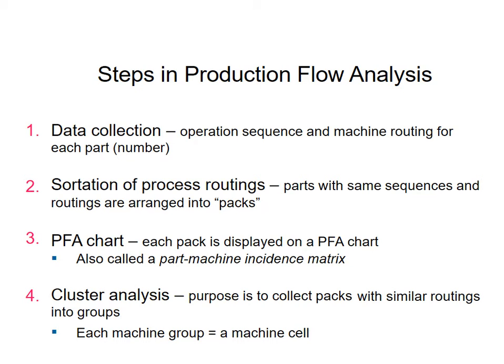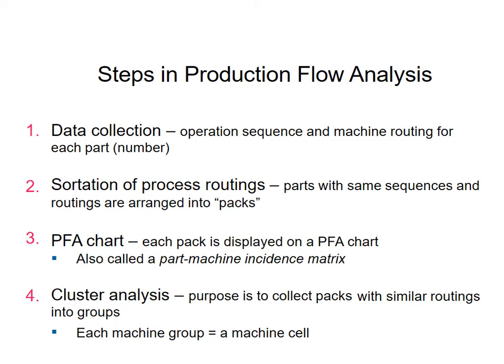And next to that, we have the PFA chart, the production flow analysis chart, which is displayed with the part machine index matrix, where we can see whether that particular part uses a machine or not with a 1 or 0, which is a binary format, and we'll see how it is represented in the chart. This is a very important chart in production flow analysis.